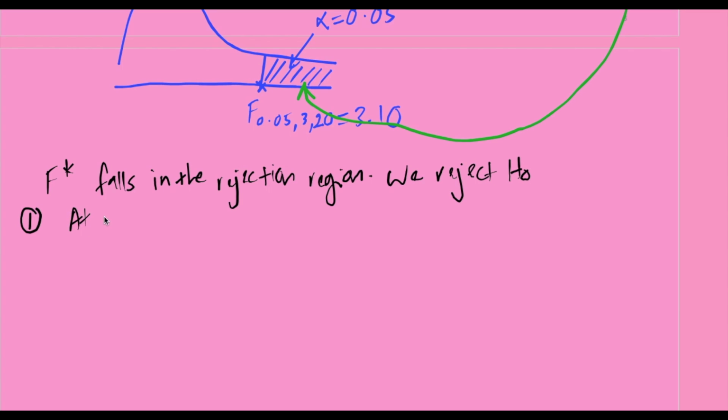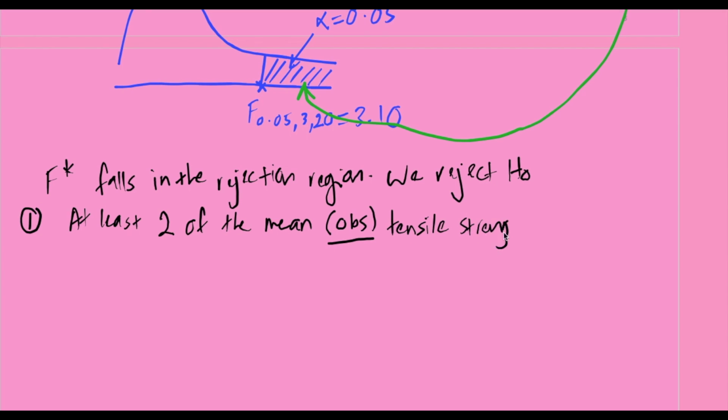at least two of the mean of what? Right? These are the observations, right? So I'm just jotting this down to make it easy for you. So you always find the observations, not the factor, alright? So the mean tensile strength of paper are different. So this is exactly as the alternative hypothesis.